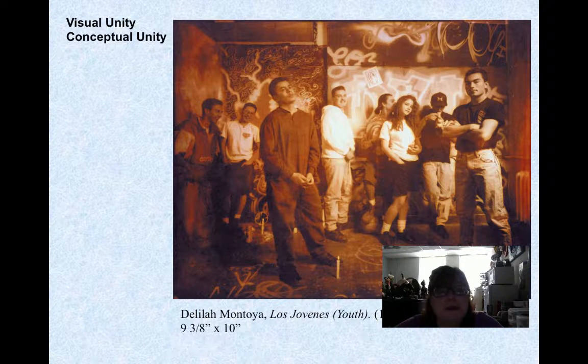And then this piece is by Delilah Montoya, who is a photographer in California, and she likes to take pictures of groups of young people, and a certain type of young people. So this has conceptual unity. So what sort of group do we see here? If you said a gang, you are correct. That's one of the things that Montoya likes to take pictures of, young people in gangs.